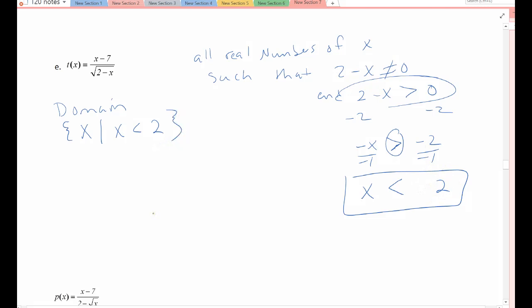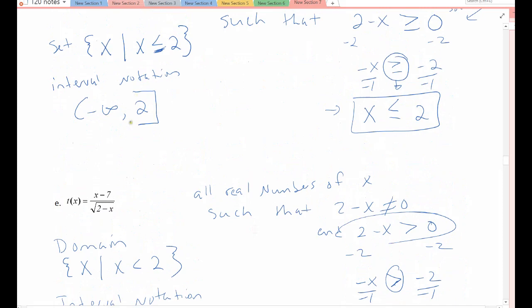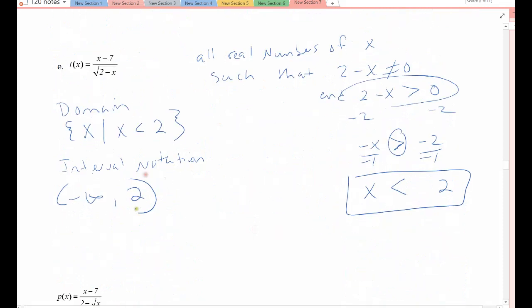It's the set where every x works that's less than 2. Or the interval notation, which is similar to the last one. I go negative infinity up to 2, but this time I put parentheses, right? Here the 2 was included, so it was brackets. Here the 2 is not included, parentheses, right? I can't plug 2 in, otherwise I get division by 0. But everything else from the previous answer works. I just can't plug 2 in, so I put parentheses instead of a bracket.